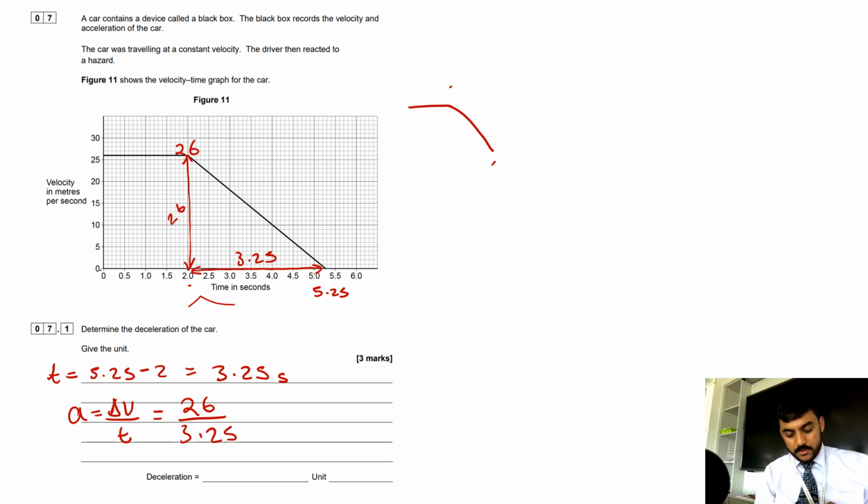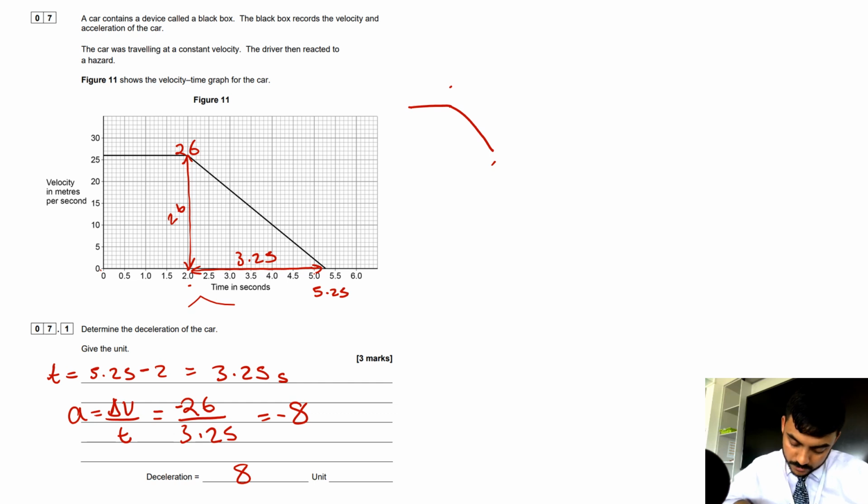26 divided by 3.25 gets you a round answer of 8. That's my deceleration. Now, if I took it as a negative acceleration, if I said the change in velocity goes from 26 all the way to 0, so 0 minus 26 is minus 26, then I'll get minus 8. It doesn't matter as long as you follow the same logic throughout.